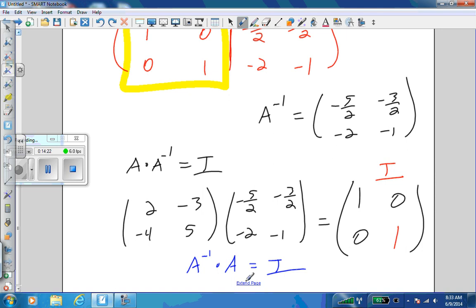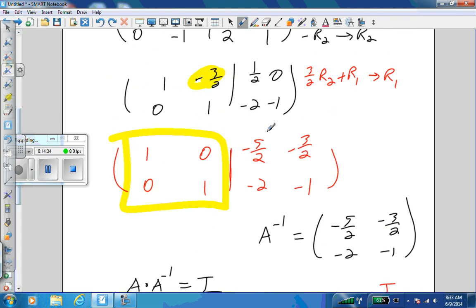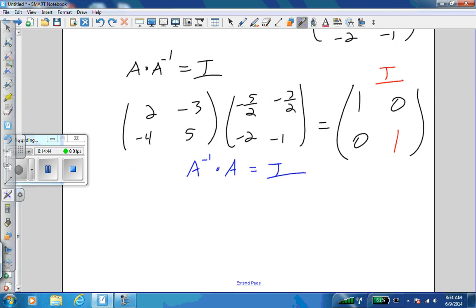Now, let's mention a few things here. We already mentioned that if we were to row reduce, and when we get here, we come out with a row of zeros, then our matrix is not invertible.